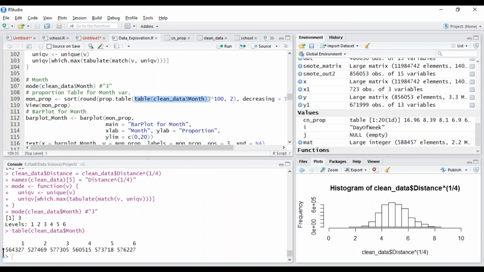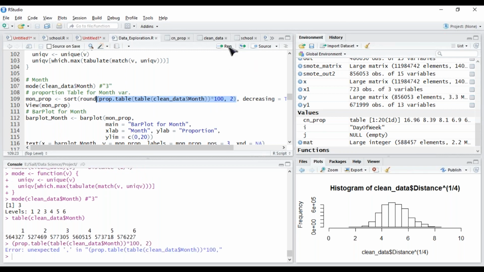You see, 5,64,000 times one occurred. Then two, 5,27,000. In that way, you have got the results for all. Now, you cannot represent it this way in real time. You have to always represent in proportion. So prop.table on top of that function is going to give you the result in percentage format. So there's some error. Let me see.